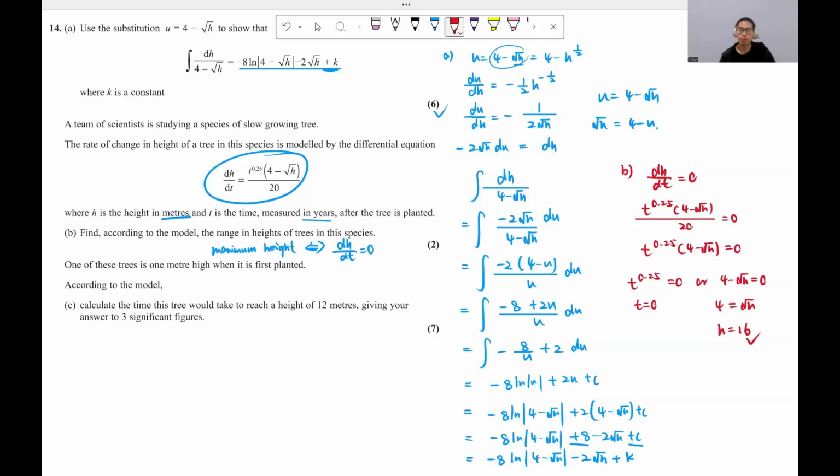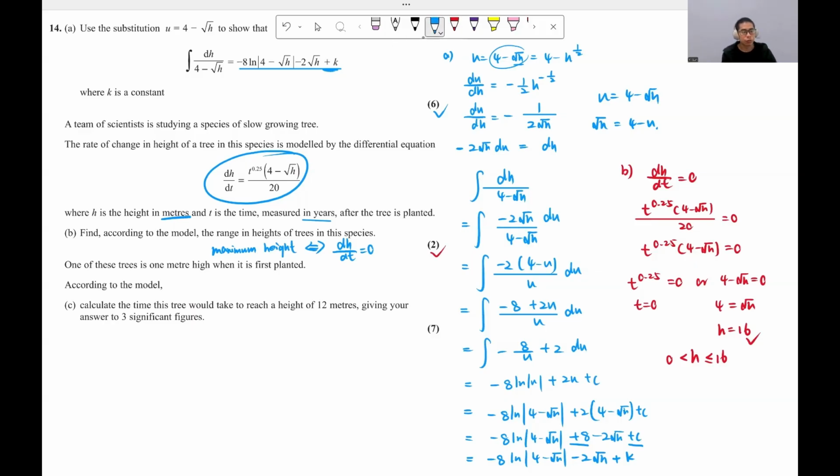So that would be the maximum possible height for h. So h has to be more than 0 and less than or equal to 16. That would be the final range in height of the trees in this species. So that's another 2 marks.